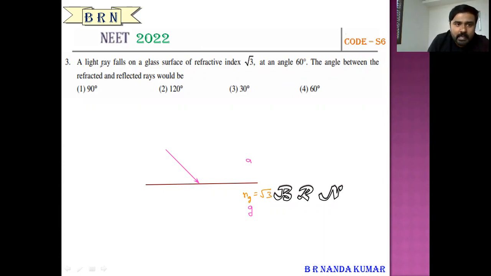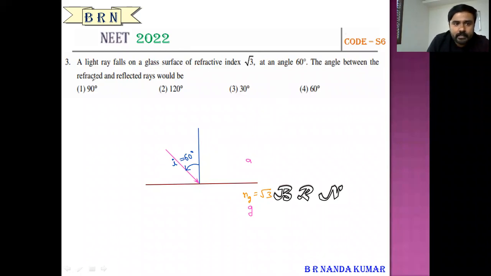ಅರ್ಥ ಮಾಡ್ಕೊಳ್ಳಿ. A light ray is falling on a glass surface. So glass refractive index is given here, that is √3, at an angle 60 degree. ಯಾವ angle ಅಲ್ಲಿ ray of light incident ಆಗ್ತಾ ಇದೆ ಅಂತ, exactly at 60 degree. So what is the meaning of angle of incidence? Angle made by normal to incident ray. So this is 60 degree. So this is angle of incidence, i. Right?